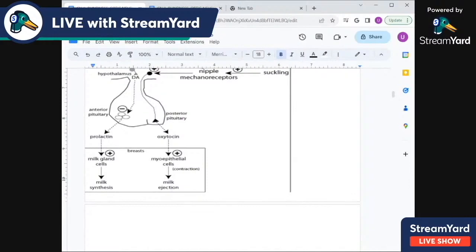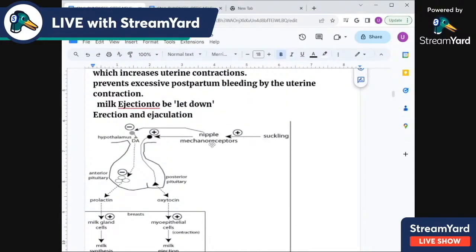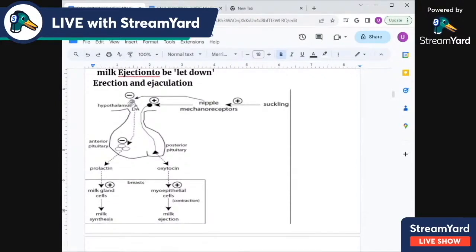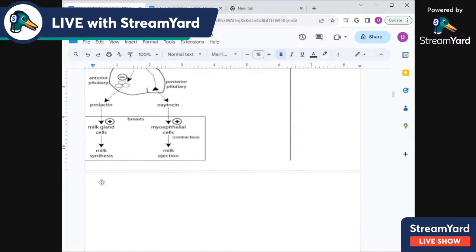So oxytocin has nothing to do with milk production, but it causes milk ejection. But if you see here, suckling causes a stimulation of mechanoreceptors, and it also stimulates the production of prolactin. Dopamine is inhibitory to prolactin. So this mechanostimulation causes prolactin production from the pituitary, and that acts on the milk gland and produces milk synthesis by combining casein and lactalbumin.